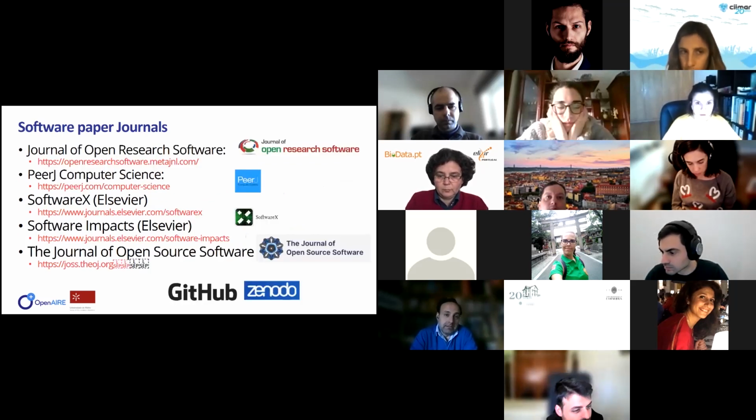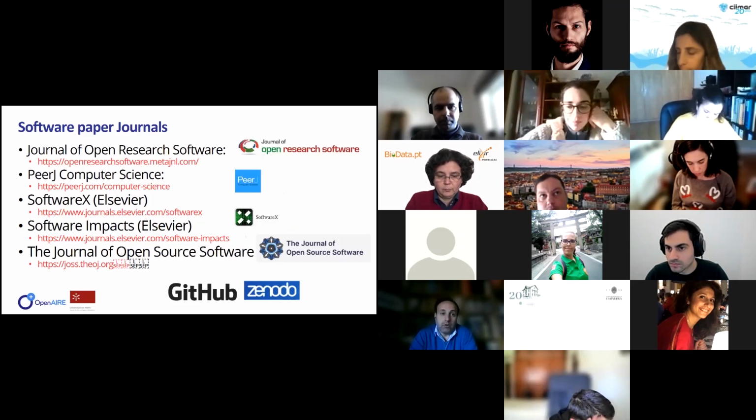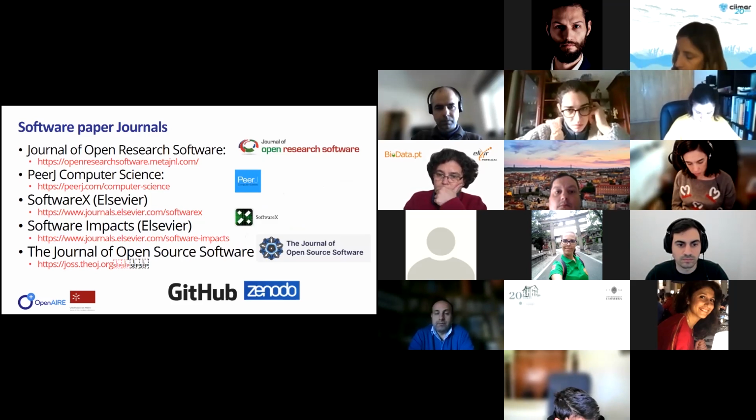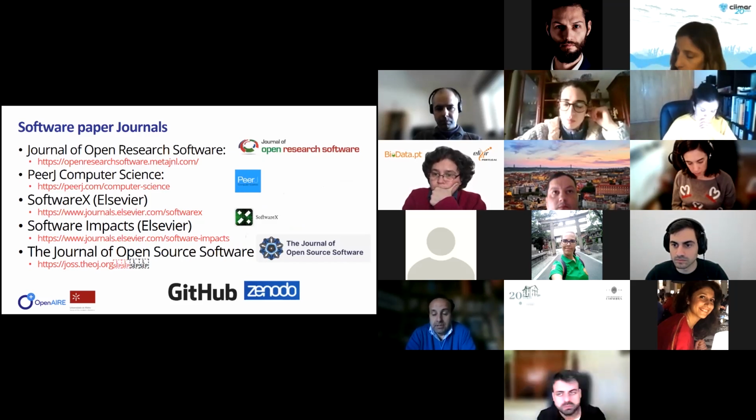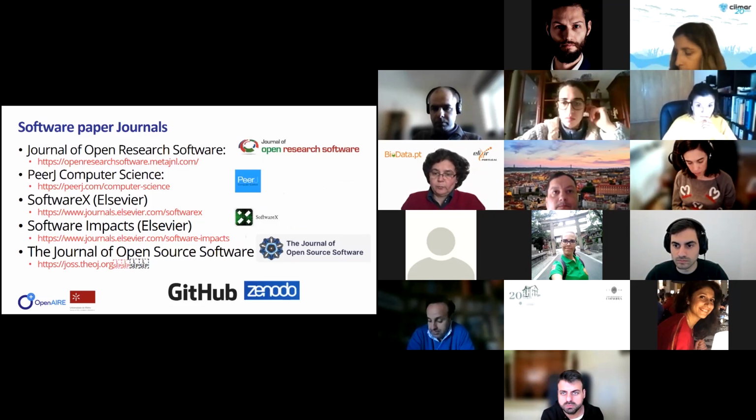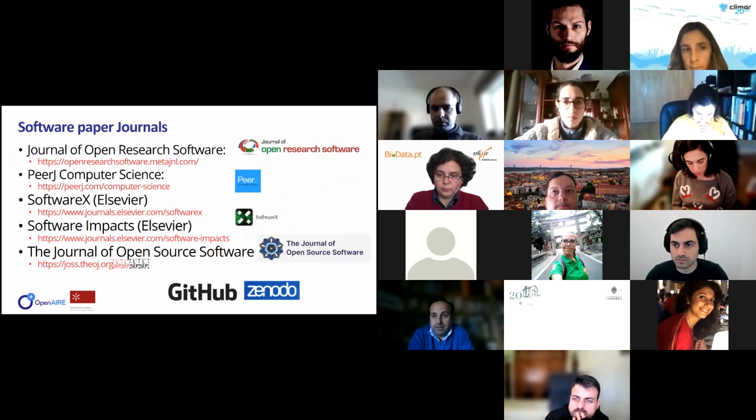And there is also the same for software. There are already also software paper journals. We are not going to detail today the software requirements and needs. But when we talk about research outputs, there are publications, research data, and also software is important. In some cases, it is more important than the rest. It's something new, but there are already some software paper journals.